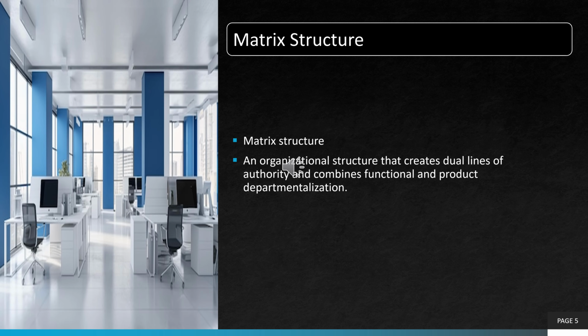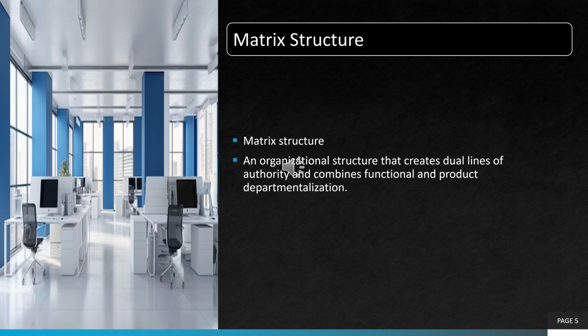Matrix structure. The matrix structure combines the functional and the product structures, and we find it in advertising agencies, aerospace firms, R&D laboratories, construction companies, hospitals, government agencies, universities, and management consulting firms. All of them use the matrix structure. Companies that use the matrix structure include ABB, Boeing, BMW, IBM, P&G, Electronic Arts and TCS.